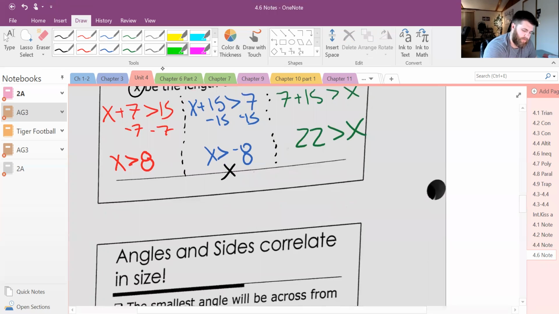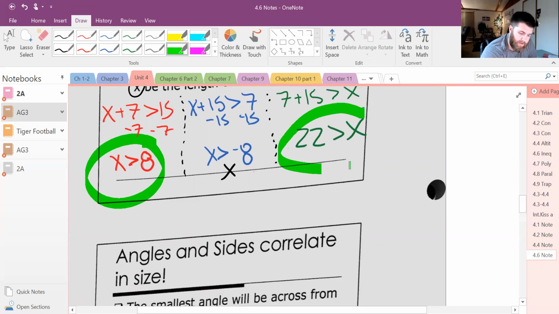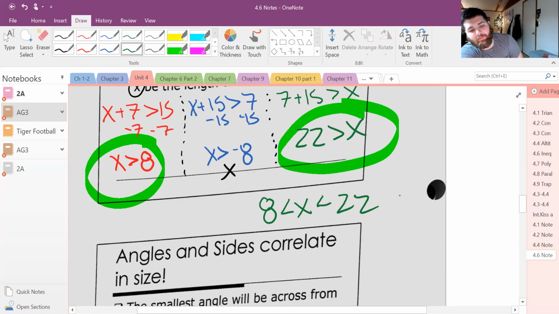So here's our range, our possibilities. X can be greater than 8, and x can be less than 22. So that's 2 options: greater than 8, less than 22. Now, how do we write that as a compound inequality? Here's how. You put the smaller one first, the one that x is greater than, so 8. X is greater than 8, but also less than 22. So x can be in between 8 and 22.